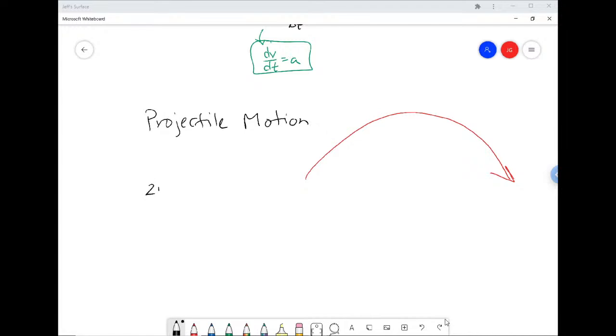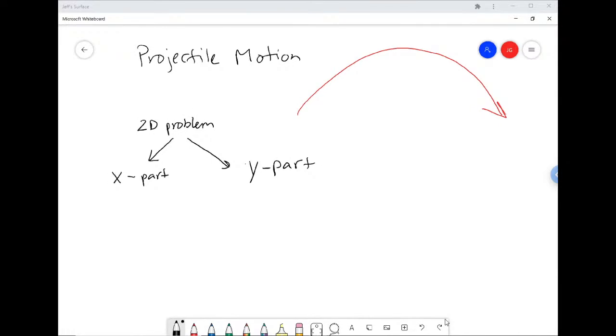we're going to take a 2D problem and we're going to break it into an X part and a Y part. And the things that we know are that, well, the Y part, I'm going to use subscripts now, the acceleration in the Y direction is going to be 9.8 meters per second squared downward. The acceleration in the X direction is 0.